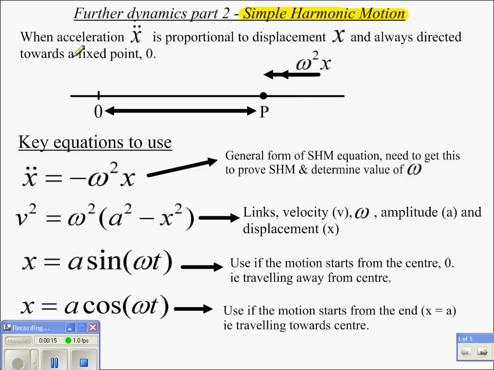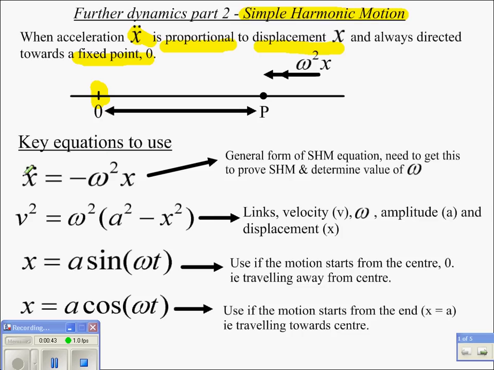Now, simple harmonic motion is defined as such when you have an acceleration that is proportional to displacement and always directed towards a fixed point. Okay, so if you had a fixed point O here, so you have something moving back and forth across that, and the acceleration is always directed towards O and is proportional to the displacement.